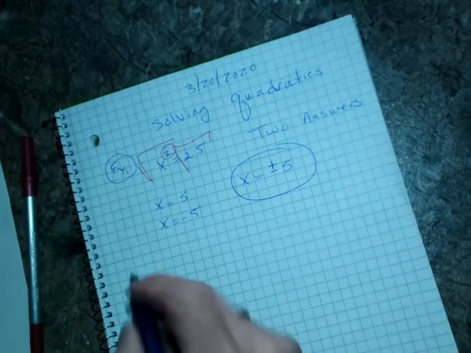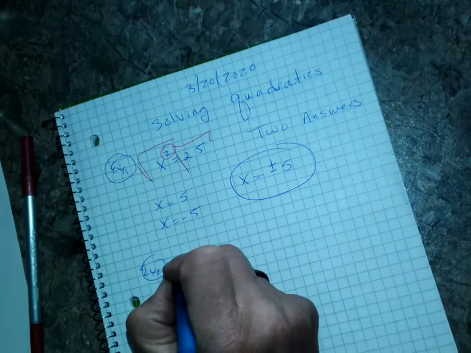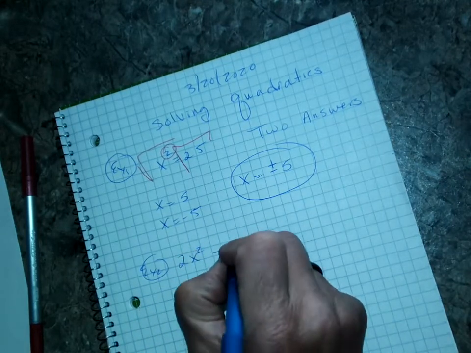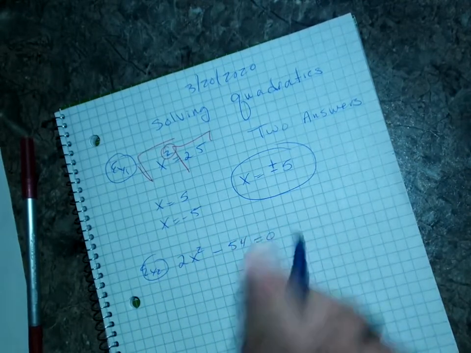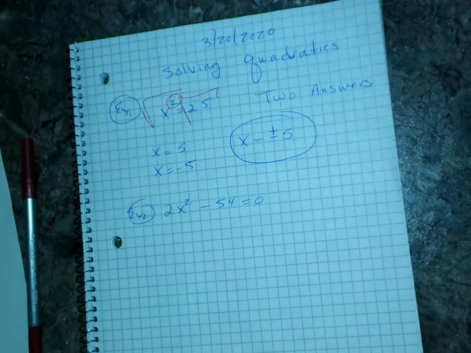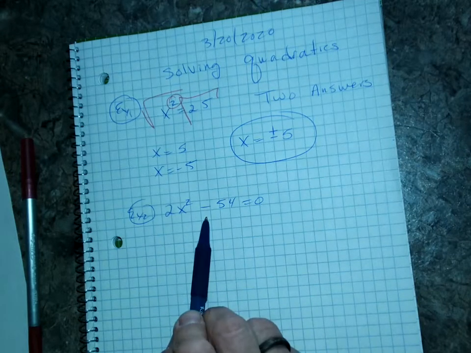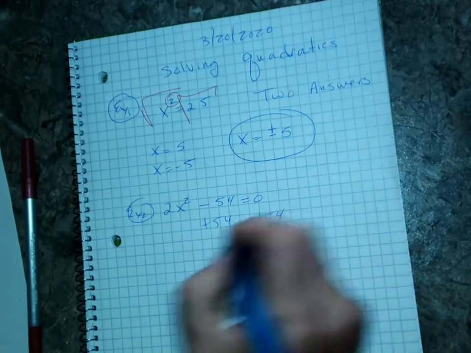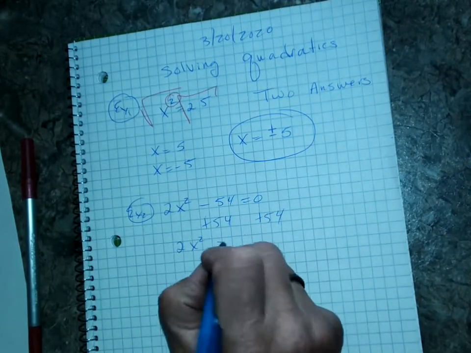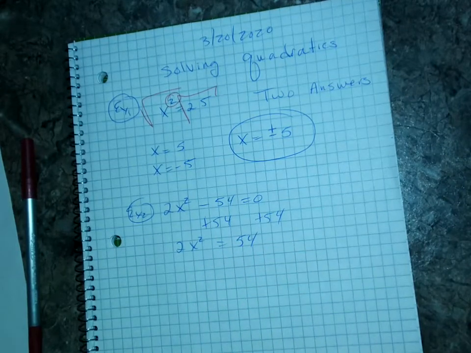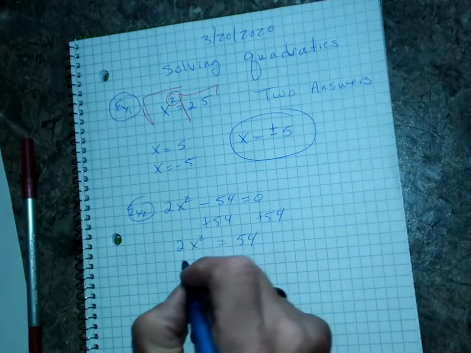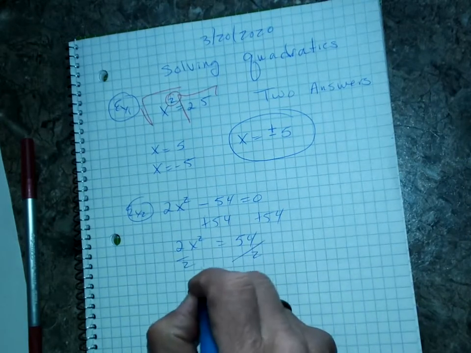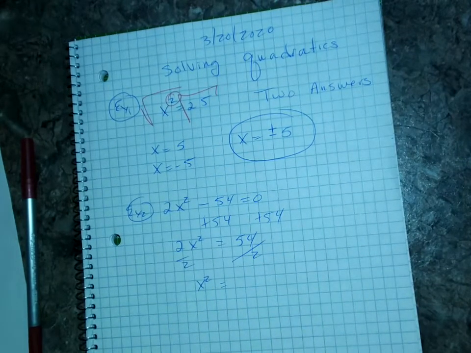Okay, example 2. I have 2x squared minus 54 equals 0. Okay, so we could factor it, but I think it'd be just easier to solve it. So to solve it, I'm going to go plus 54, plus 54. So I got 2x squared equals 54. I'm going to divide by 2, divide by 2. I get x squared equals 54 divided by 2, which is 27.